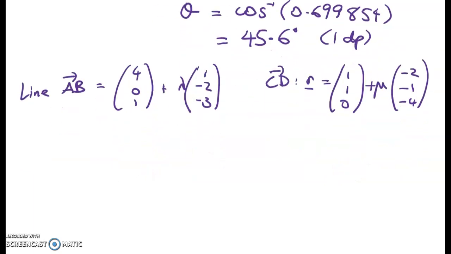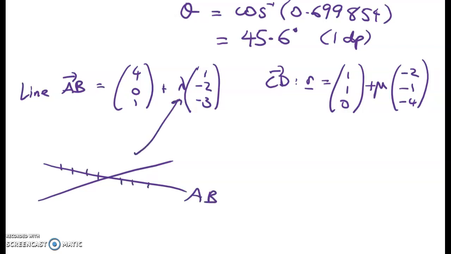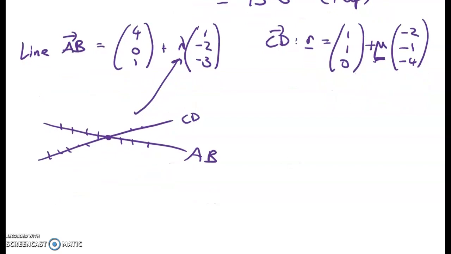So what we're trying to say is that if we've got an intersection, then if this is line AB, every point on that line has an associated lambda value, and every point on line CD has an associated mu value. So we're trying to find a pair of mu and lambda that are going to give me the same position vector. Right, so we're solving to look for a pair of lambda and mu.